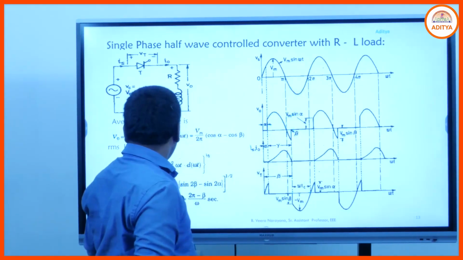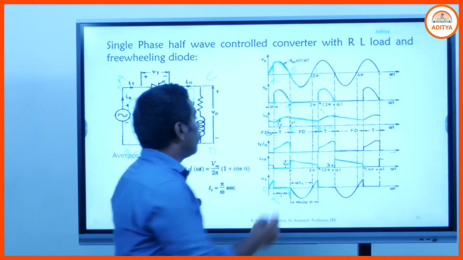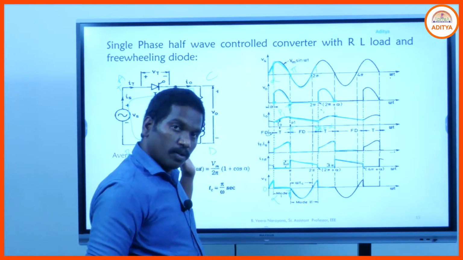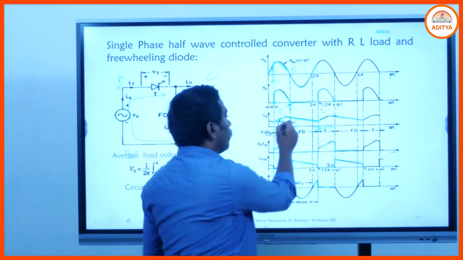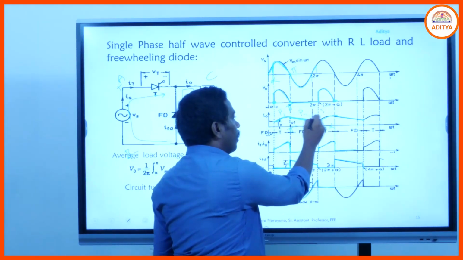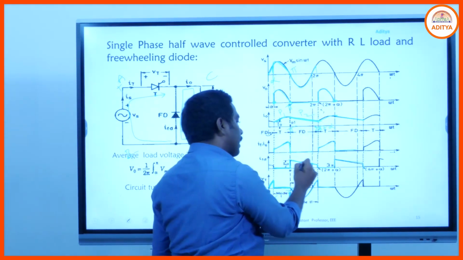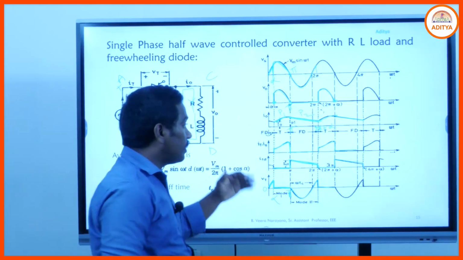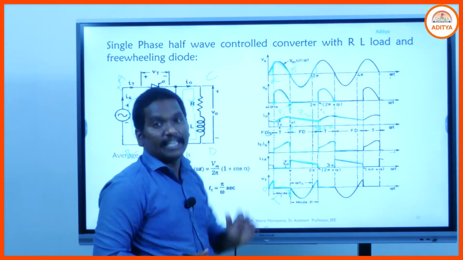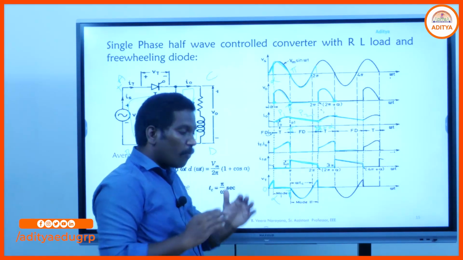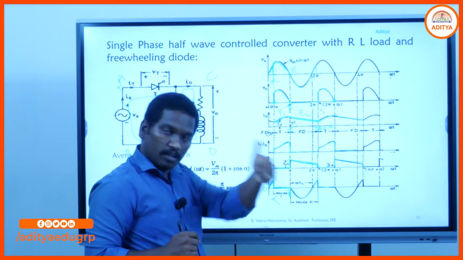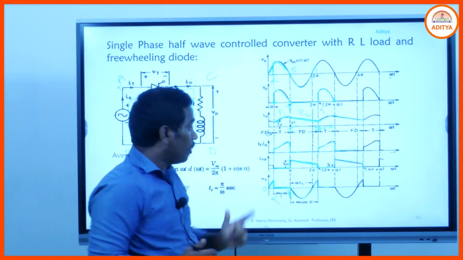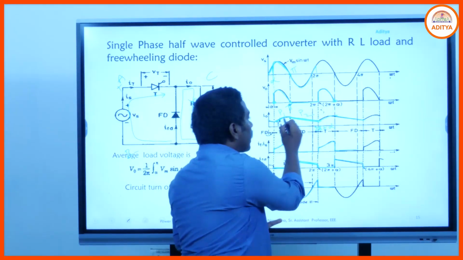If you go through this RL load with the freewheeling diode, from alpha to pi some power is transmitted from the source to the load, and from pi to 2 pi plus alpha the energy stored in the inductor is again discharged to the load through the freewheeling diode. Hence the resultant power increases. So the power delivered to the load increases, that is the first effect due to the presence of the freewheeling diode, and the second one is that we get a continuous current waveform.